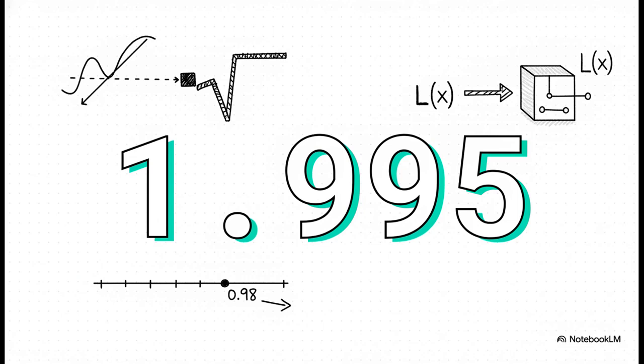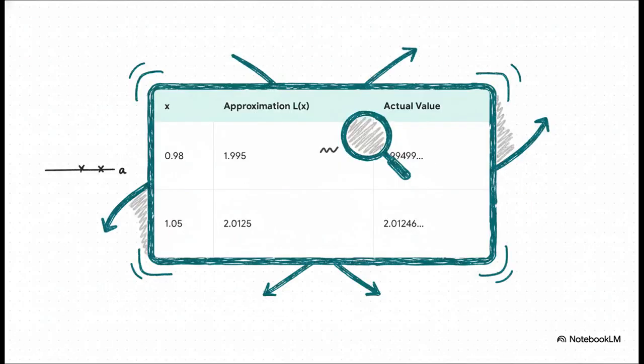We plug in the value we actually care about, 3.98. That gives us 2 plus 1/4 times 3.98 minus 4, which simplifies down to 1.995. And just like that, we have a fantastic estimate for the square root of 3.98. No calculator needed. And just look how accurate that is.